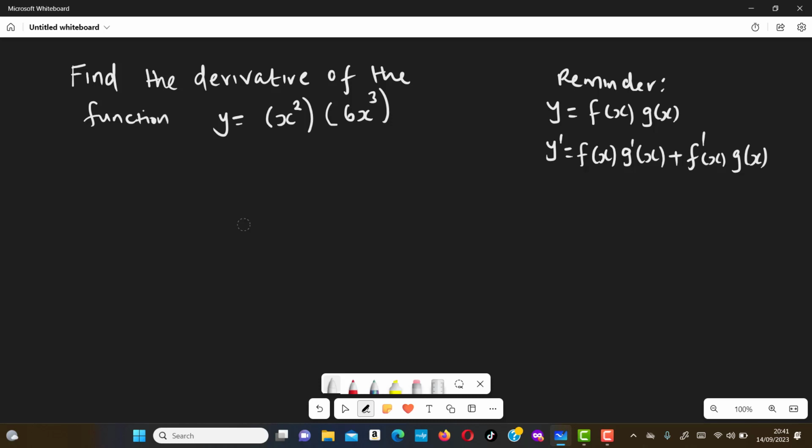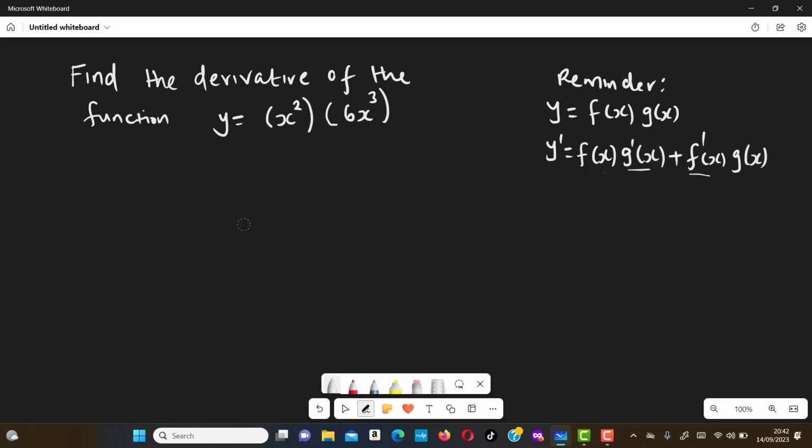derivative of that function. To remind ourselves, given a function y is f of x multiplied by g of x, where f of x is the first function and g of x is the second function, the product rule says that its derivative will be the first function multiplied by the derivative of the second function plus the derivative of the first function multiplied by the second function itself.